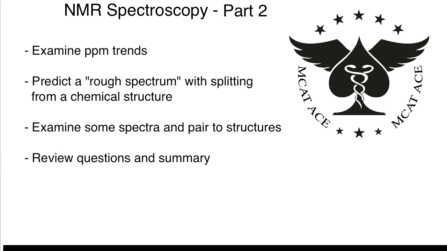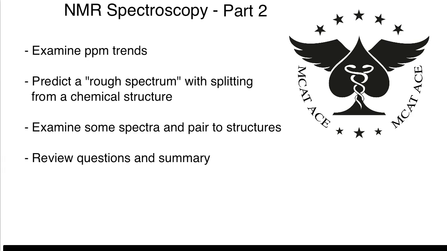The second thing we want to do here is predict a rough spectrum with splitting from a chemical structure. In these examples, I'm going to put up and provide a general structure. It's going to be a pretty simple one, and then we are going to attempt to create or draw a rough sketch of our own NMR. I do want to note, when we're doing this, you don't need to pinpoint the exact location of where the peaks are going to show up. A general region is going to be appropriate, and on top of that, really just knowing which peaks would be further upfield or downfield is going to be of vital importance there.